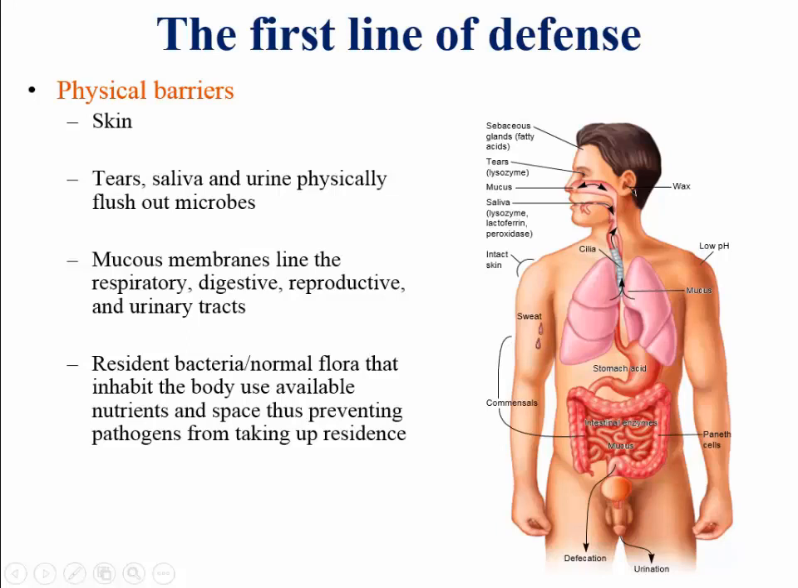Additionally, we have things such as our tears, saliva, and urine, which physically flush out microbes. If we happen to get something in our eye, our tears will flush away this item along with our eyelashes. In the urinary system, the buildup of fluid in our bladder will rapidly push out fluid, relieving the body and maintaining homeostasis. But this also prevents the colonization of microbes in the urethra.